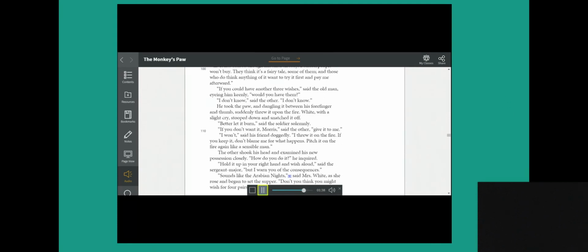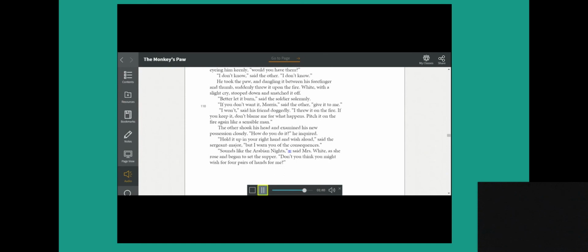The other shook his head and examined his new possession closely. "How do you do it?" he inquired. "Hold it up in your right hand and wish aloud," said the sergeant-major, "but I warn you of the consequences." "Sounds like the Arabian Nights," said Mrs. White, as she rose and began to set the supper. "Don't you think you might wish for 4 pairs of hands for me?"